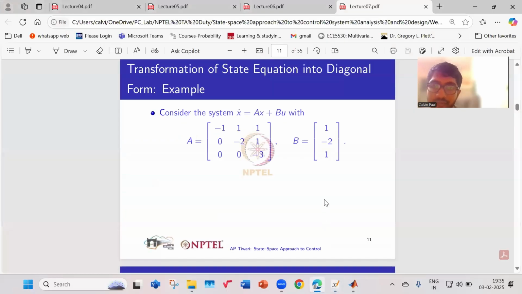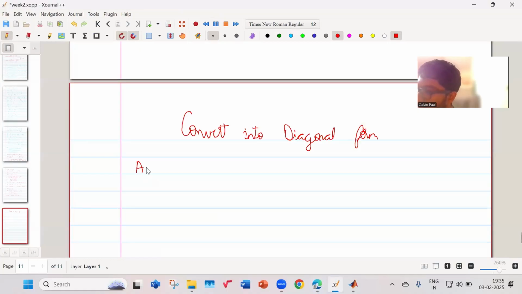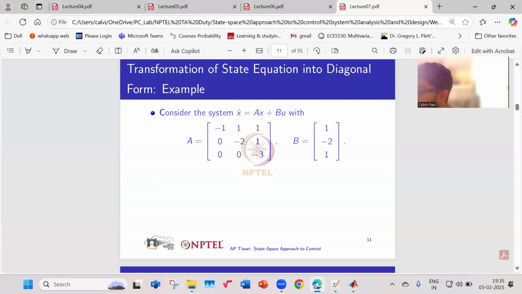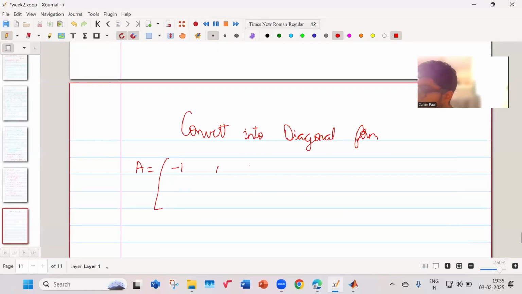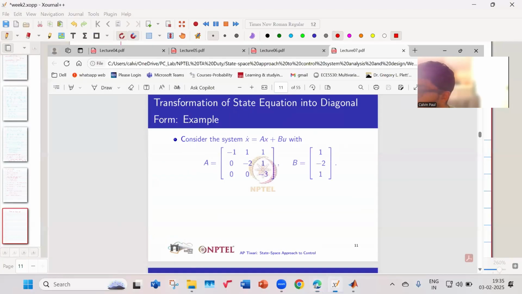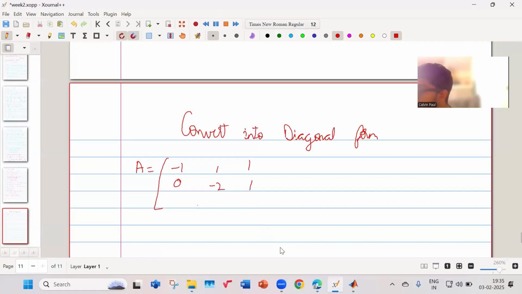So what do we have? A is equal to: minus 1, 1, 1; then we have 0, minus 2, 1; then we have 0, 0, minus 3. Okay, so this is the A matrix. Now what do we do with this A matrix? We have to first find the eigenvalues of this A matrix.